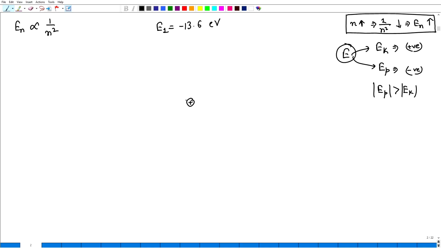And kinetic energy is the energy of the electron while rotating around the nucleus. So that will be essentially positive. But potential energy is negative. That means you give the energy to the electron so that it can revolve around the nucleus. This is also explained in the electrostatics chapter.